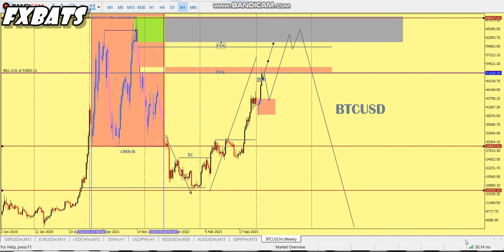So this is how I see BTC, but in the long run, we'll be selling it off, yeah, around 60. That's my view.